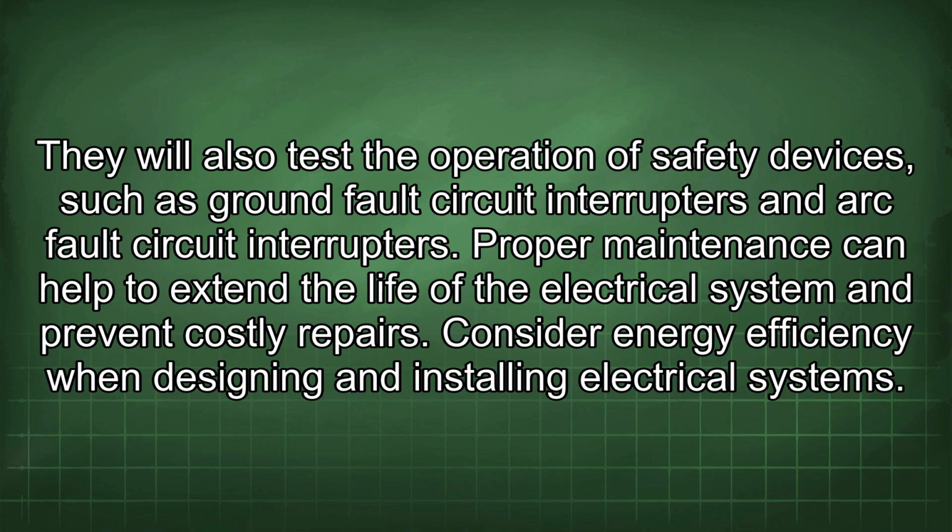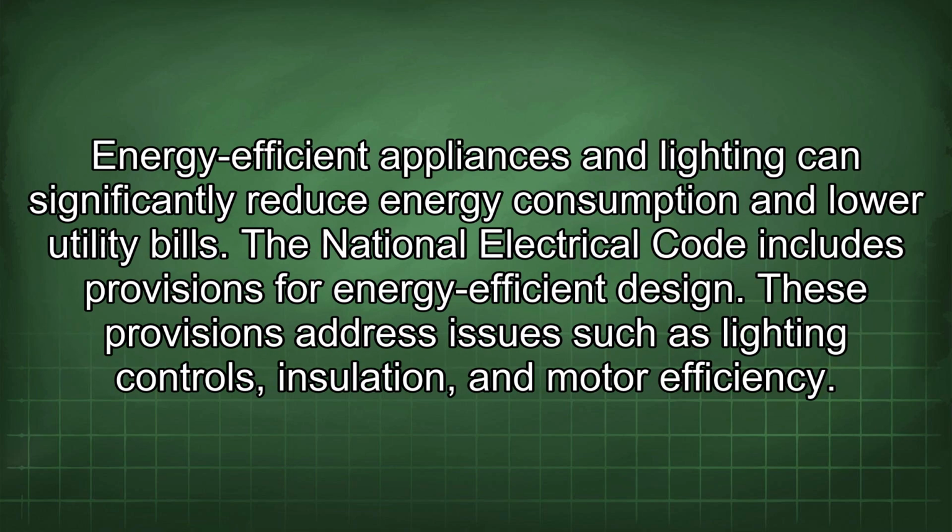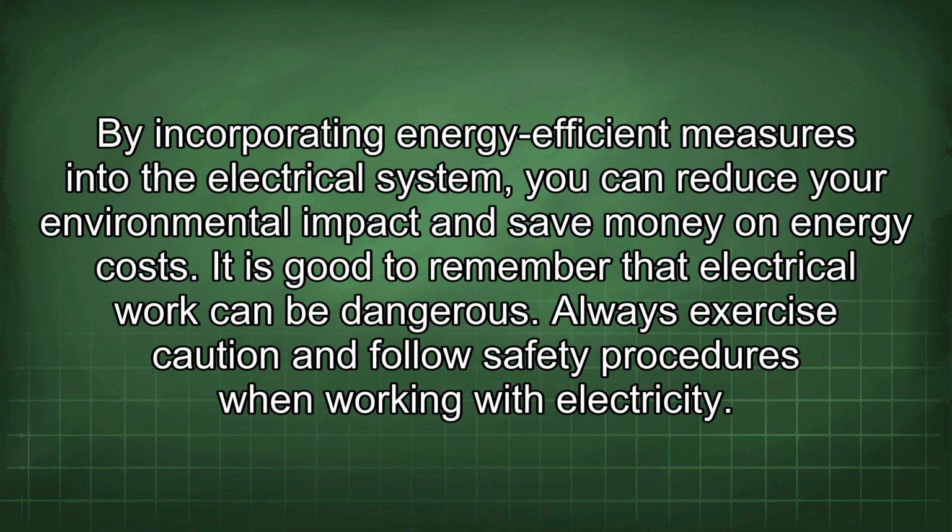Consider energy efficiency when designing and installing electrical systems. Energy-efficient appliances and lighting can significantly reduce energy consumption and lower utility bills. The National Electrical Code includes provisions for energy-efficient design. These provisions address issues such as lighting controls, insulation, and motor efficiency. By incorporating energy-efficient measures into the electrical system, you can reduce your environmental impact and save money on energy costs.